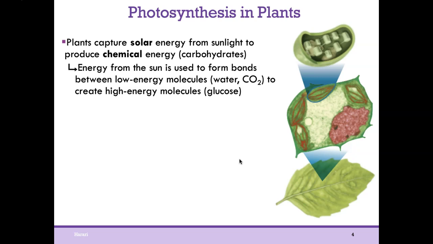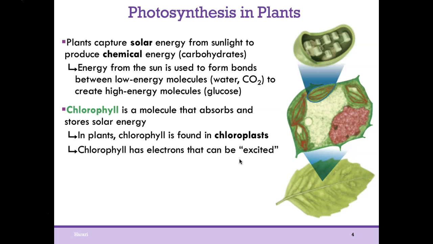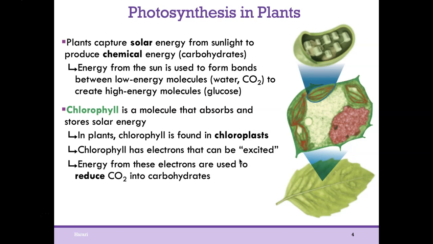So the energy has to come from somewhere, right? If we're getting smaller, low energy things and building them up into high energy things, we need an input of energy. And of course, that's where the sun comes in. And plants can't directly absorb energy from the sun without chlorophyll. Chlorophyll is a special pigment molecule that can absorb and store solar energy. And plants' chlorophyll is located in the chloroplasts. Chlorophyll has electrons that can be excited when sunlight hits it at a certain wavelength. And when these electrons are excited, they can be used to reduce carbon dioxide into carbohydrates.